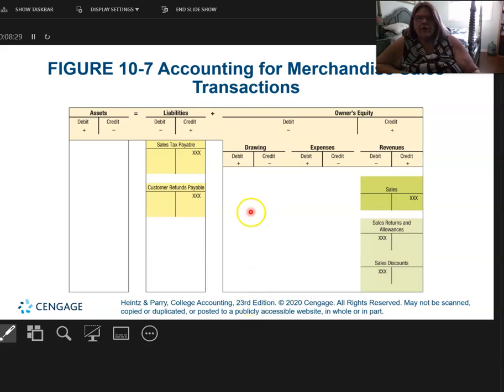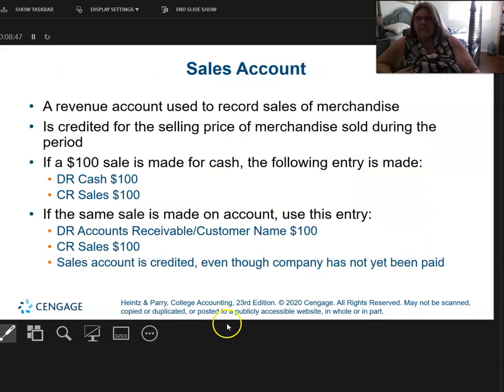So here we have our new accounts under liabilities. Because it has the word payable in it, it's these two accounts. And over here, sales returns and allowances, and sales discounts. So these are tied to this account. So let's talk about the sales account.